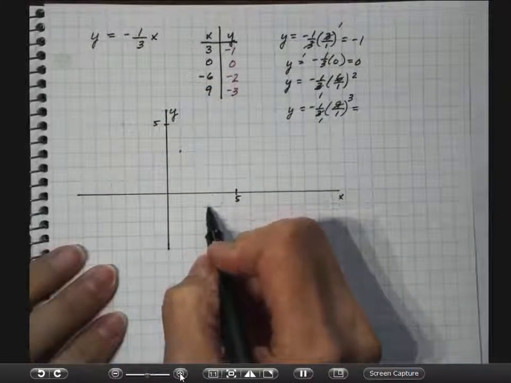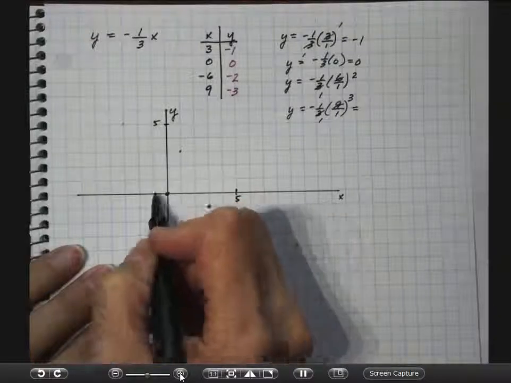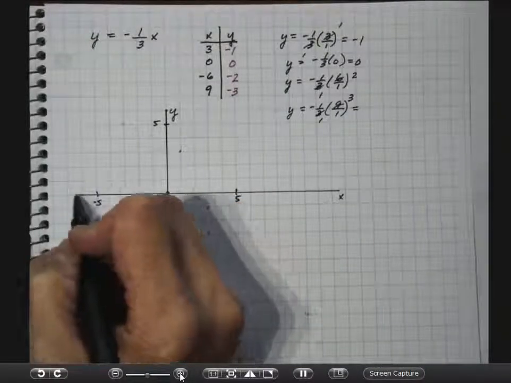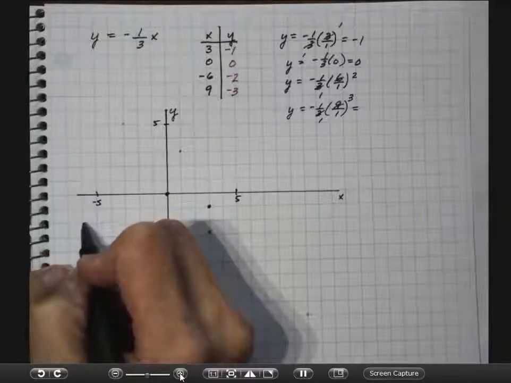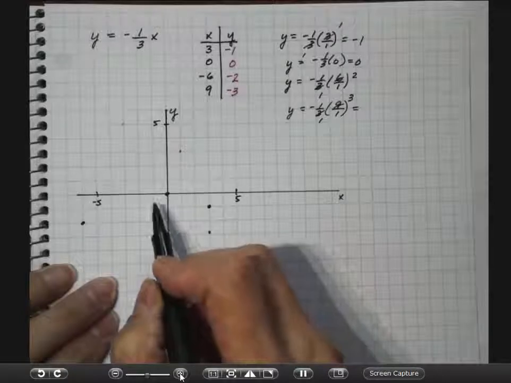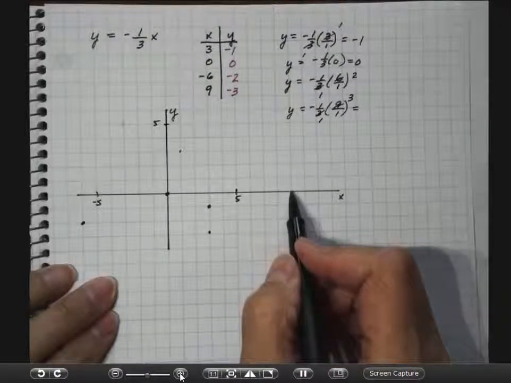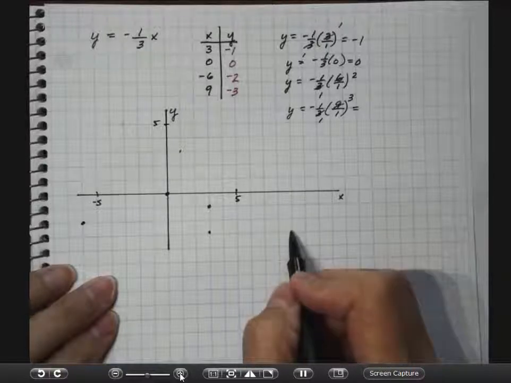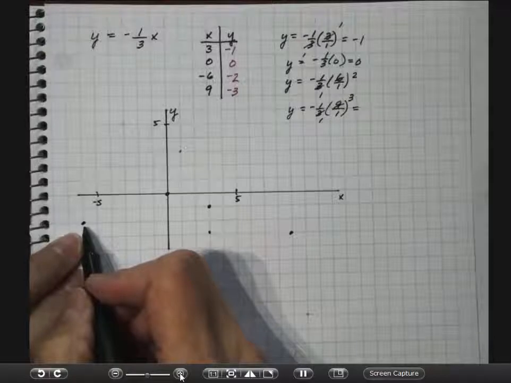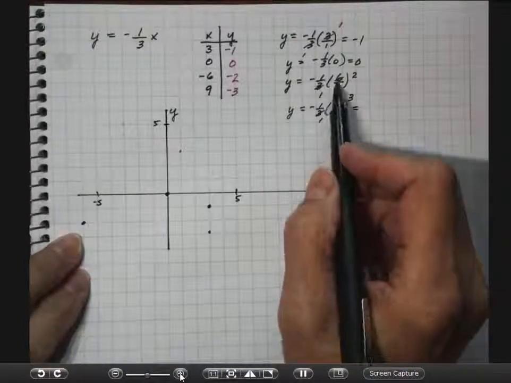3, negative 1, 0, 0, negative 6, 1, 2, 3, 4, 5, negative 6, negative 2. What seems wrong with this picture already? And then I have 9, negative 3. So 9, 7, 8, 9, negative 3, 1, 2, 3. So I have 3 points that line up, and then I have one that doesn't line up, and that's the negative 6 one. So let's go back and look at our calculations for negative 6.